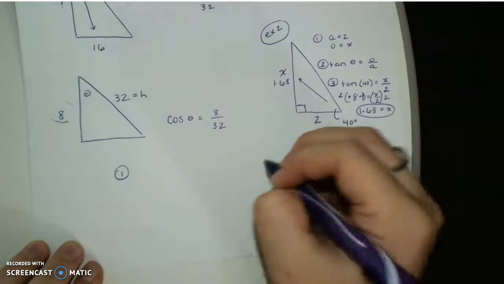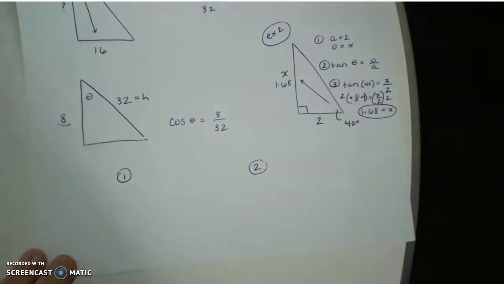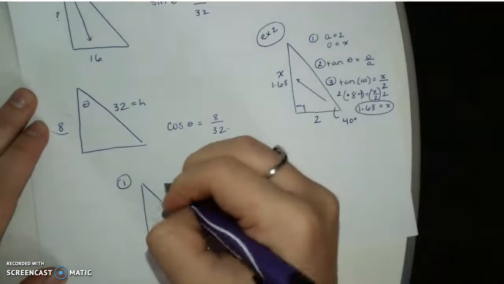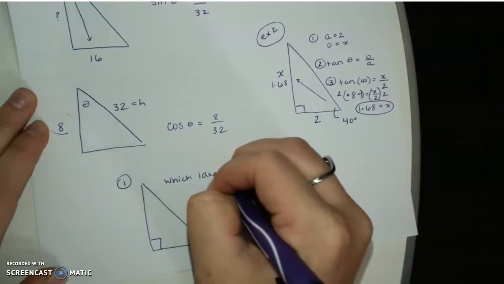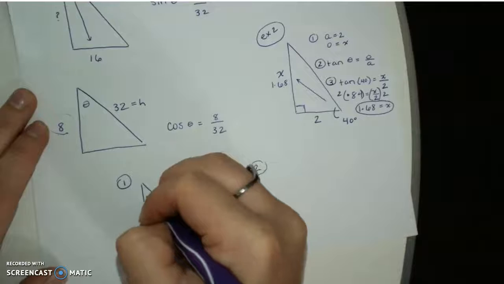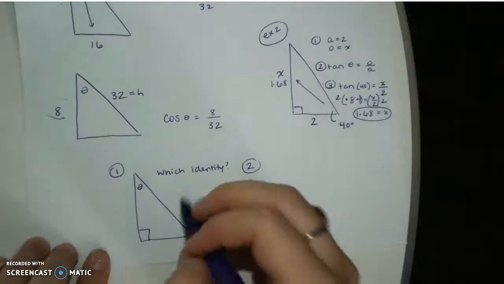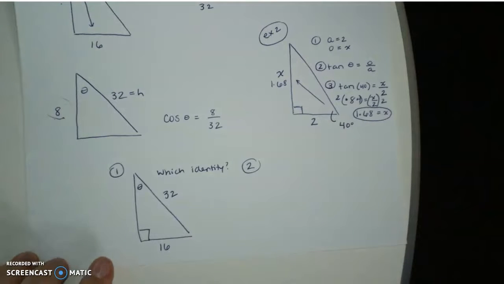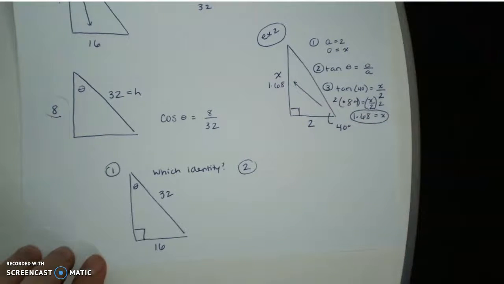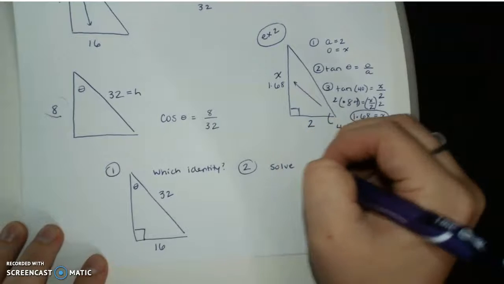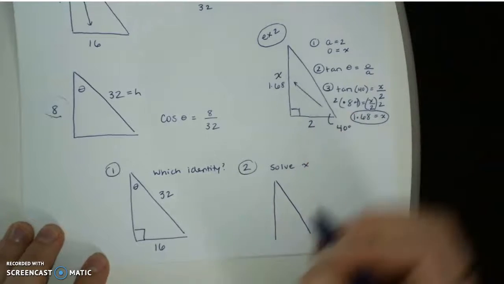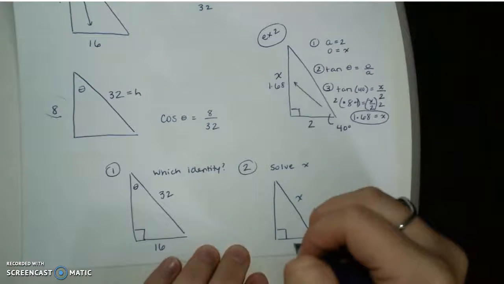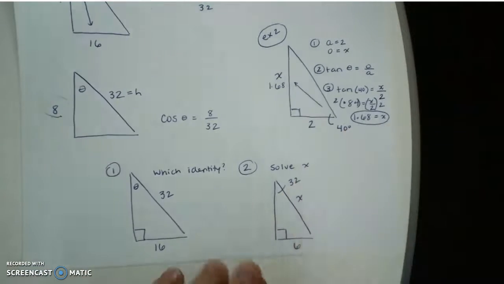These are the 2 questions that I want you to work on tomorrow. The first one, I want you to tell me which identity I would use. If this is my theta, and I'm given this side and this side, which identity am I going to use? Sine, cosine, or tangent? And 2, I want you to solve for x. And I'm running out of time and I'm trying to beat the clock because it's about to cut me off. Solve for x using your identities.